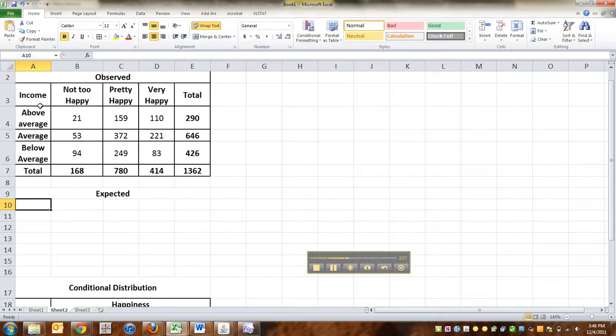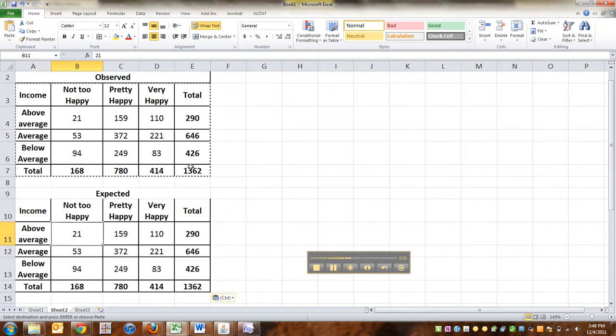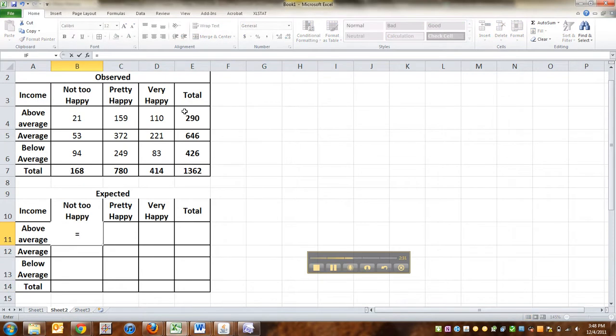Okay, so let me copy and paste these values in. I really don't want all of them, but that's all right. Okay, so clean slate. All right, now how do you get each one of them? You take equals this row total, which would be 290, times this column total, which would be 168, and you divide it by this grand total, 1362, and that never changes, so you give that dollar signs, the 1362. All right, so then let's drag it to the right and see what happens.